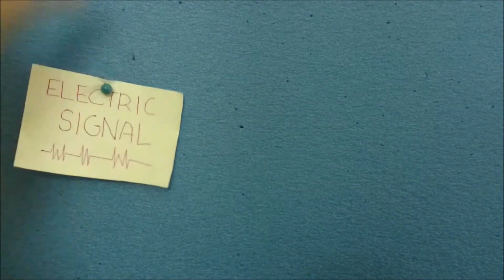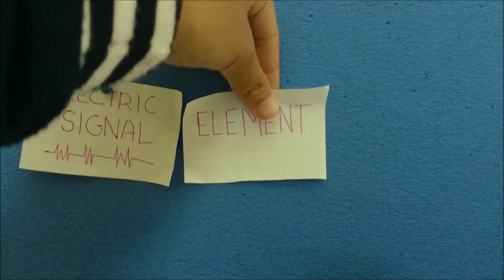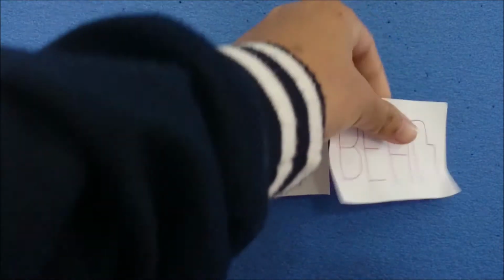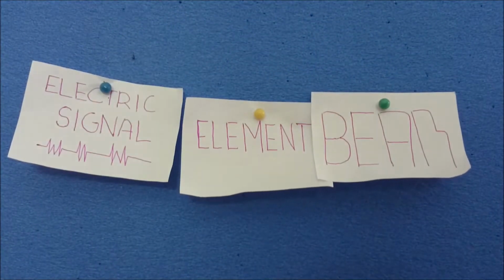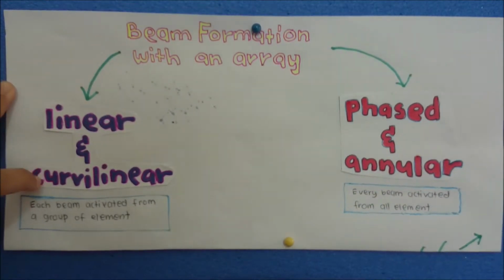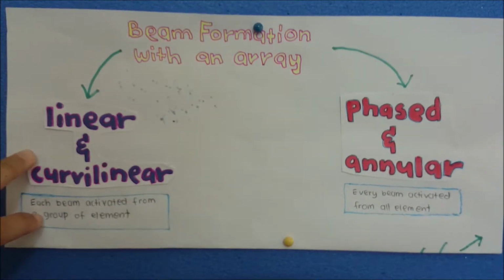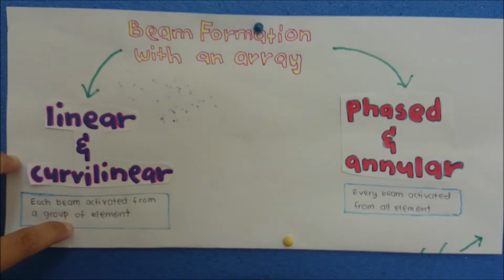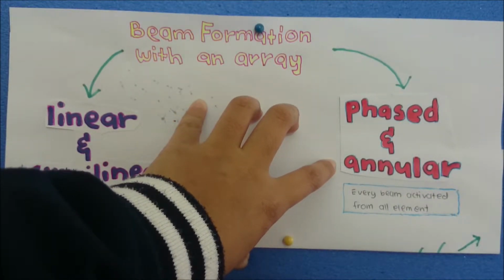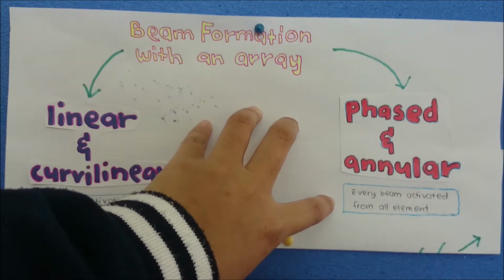Now let's talk about beam formation of an array. There are three basic components to produce a beam, which are electric signal, element, and beam. Based on the type of transducer array, linear and curvilinear arrays must activate a group of elements to form a beam, and phased and annular arrays must activate all elements to form a beam.